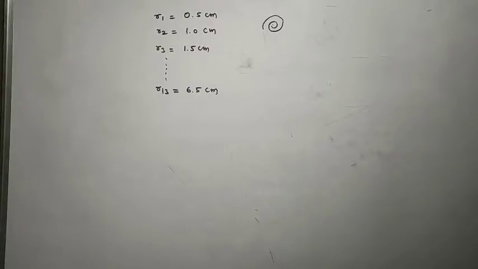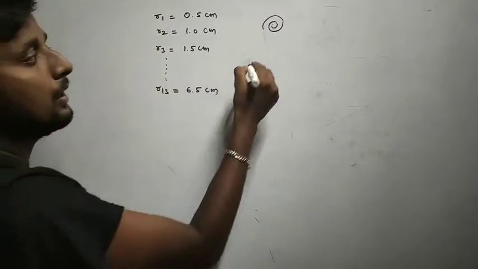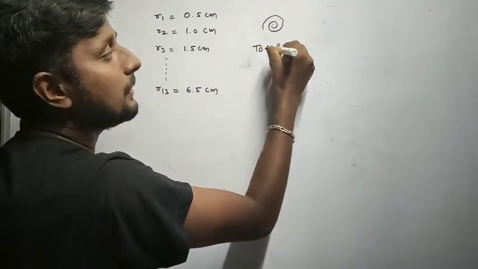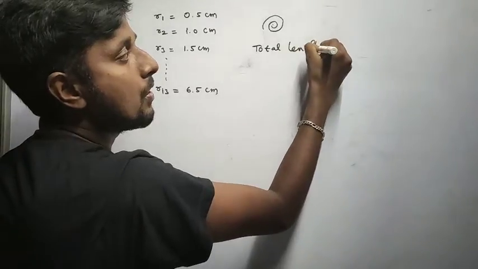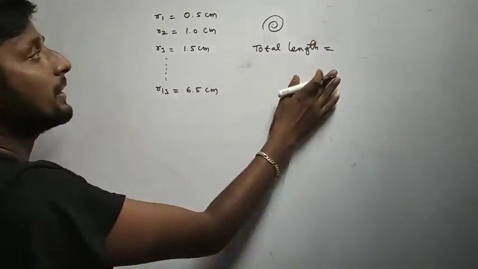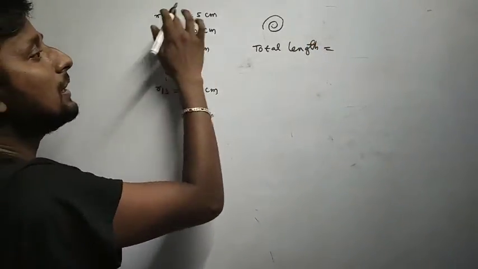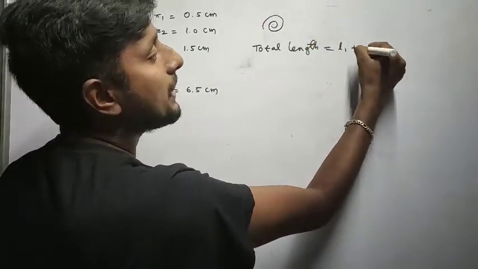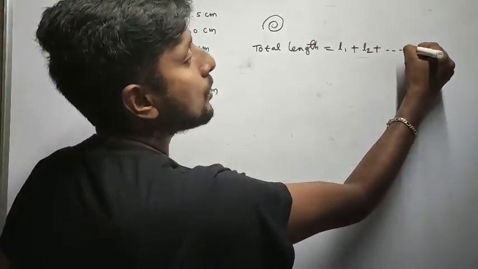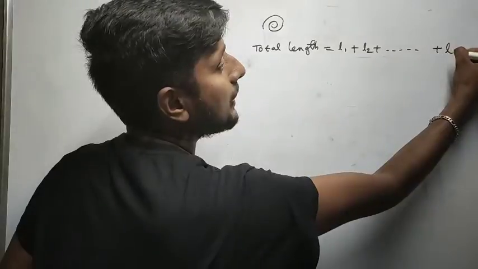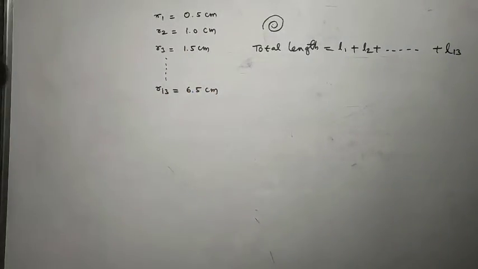Now what should we find? We should find the total length. So the total length is equal to, I can write, the first semicircle length is L1, second semicircle length L2, and so on. We have 13 semicircles. Am I right? Yes, 13 semicircles only.